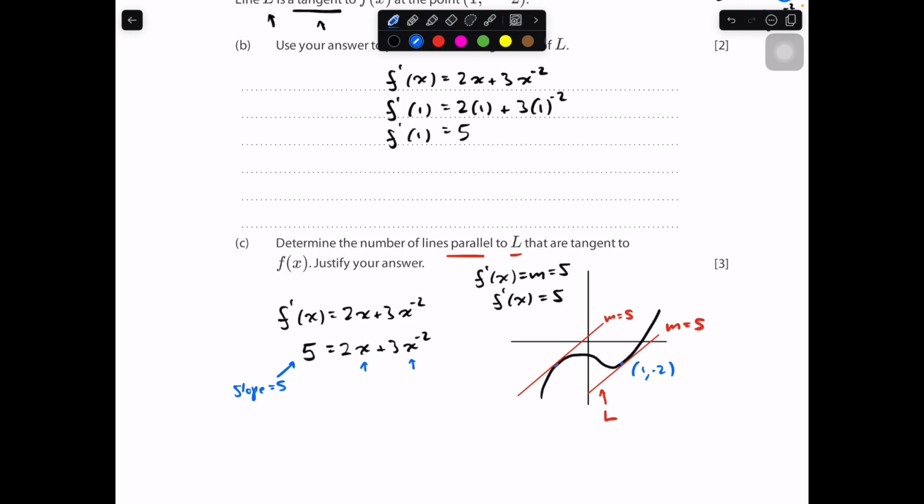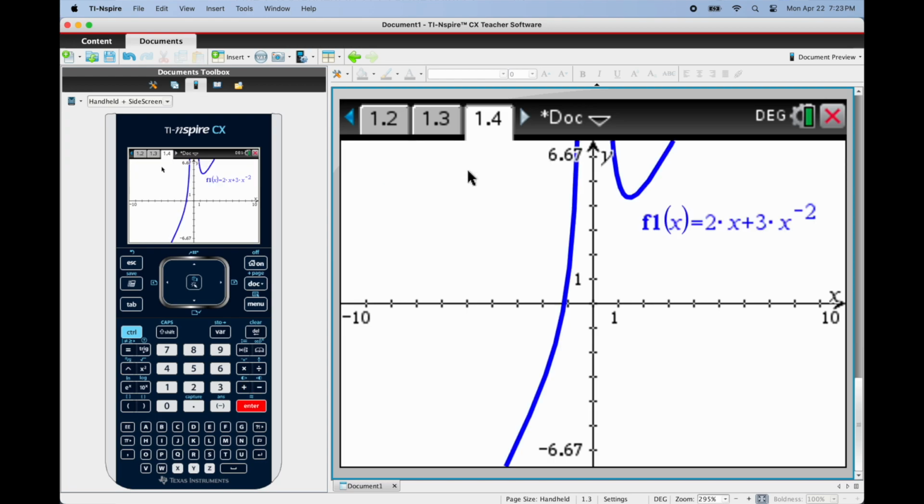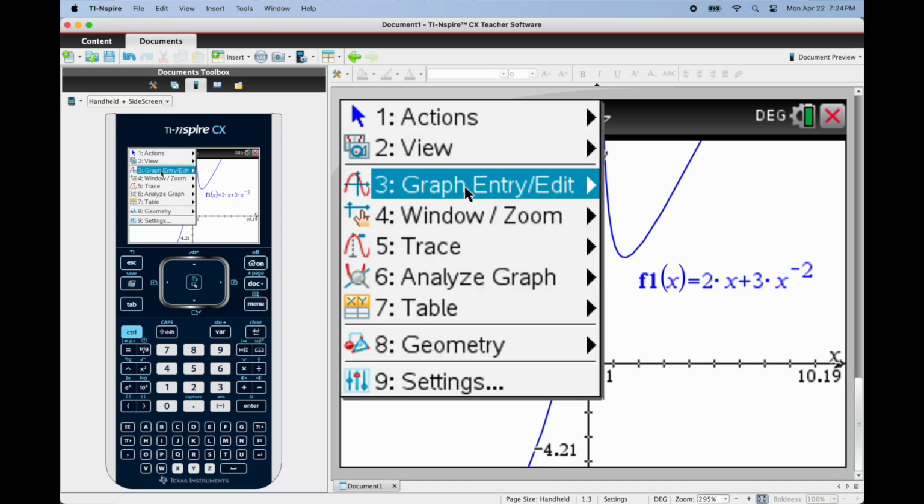All right. So in this case, we wouldn't want to solve this exactly, because it would just give us one value. And we want to know the number of lines that are parallel to L. So in this case, I think we'd be best off graphing it. So let's go to the calculator, put in our derivative. So here is our derivative, 2x plus 3x to the -2. That's our derivative. So at any given point, it tells us the slope. And we want to say, how many different values are there? How many times does this slope function equal a value of 5?